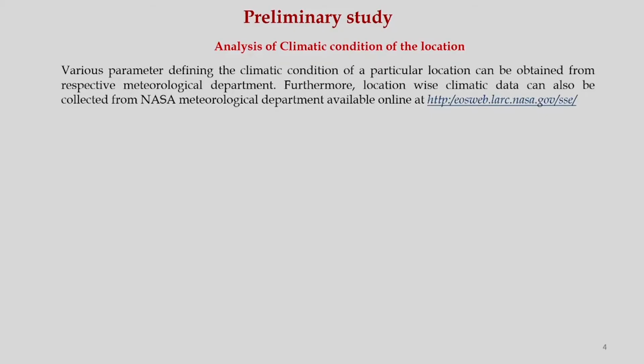Normally, in order to get the meteorological data, the government meteorological departments provide those data. Otherwise, if it is difficult to get the data from the government departments, we can rely on some open sources. Location wise climatic data can also be collected from the NASA meteorological department available online. We can access this website and download the required data.